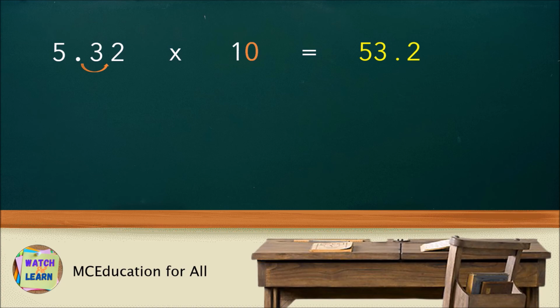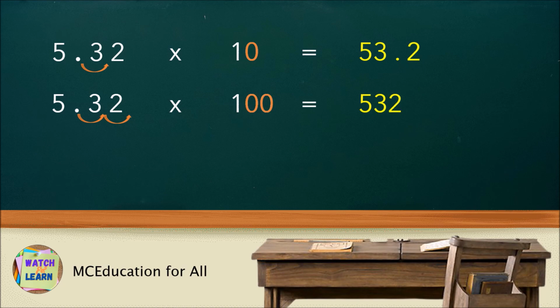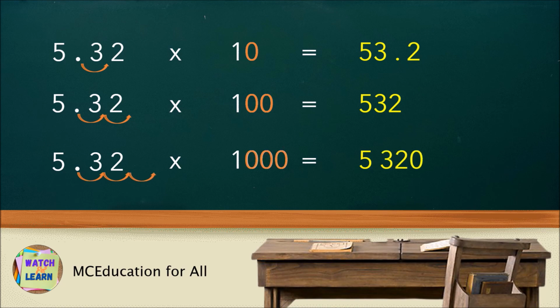Similarly, as we multiply any decimal number by 100, we shift or move the decimal point two places towards the right. Likewise, if we multiply a decimal by 1000, we move the decimal point by three places towards the right, and so on.